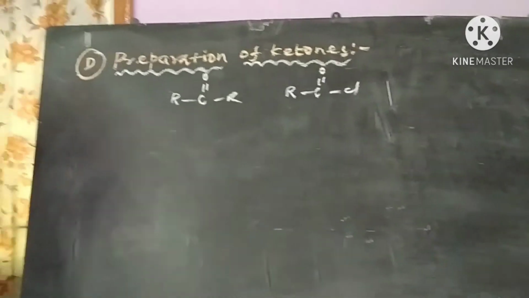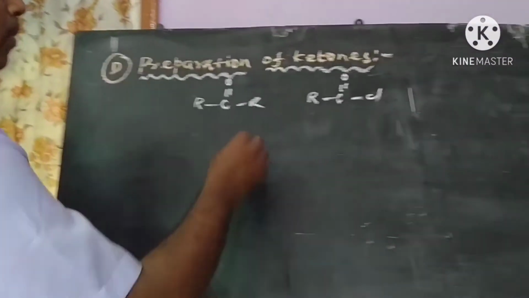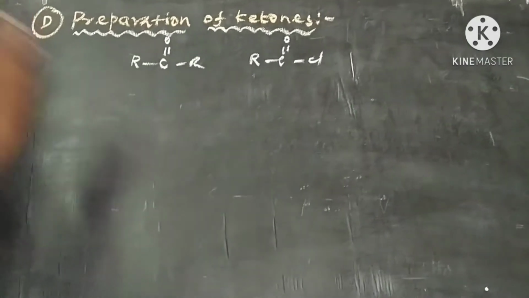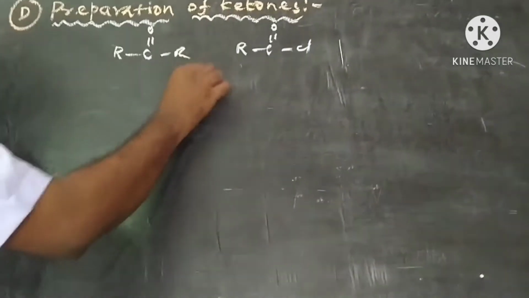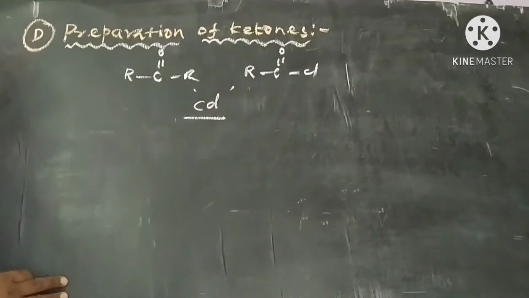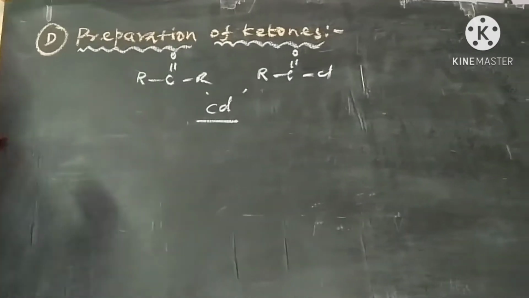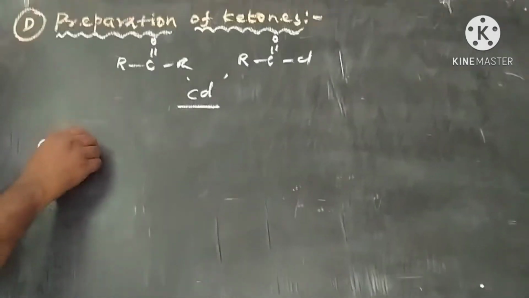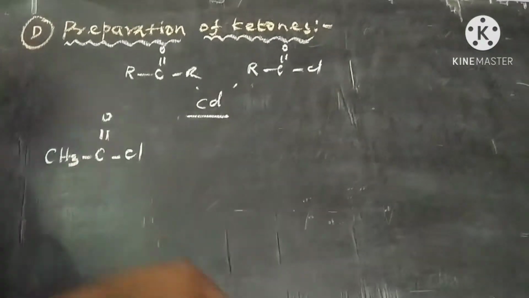Ketones can be prepared by the action of acid chloride with dialkyl cadmium. Dialkyl means a common alkyl group. The cadmium formula we already know is Cd. So ketones can be prepared by the action of acid chloride with dialkyl cadmium. The acid chloride here is acetyl chloride, CH3COCl, CH3C double bond O Cl.